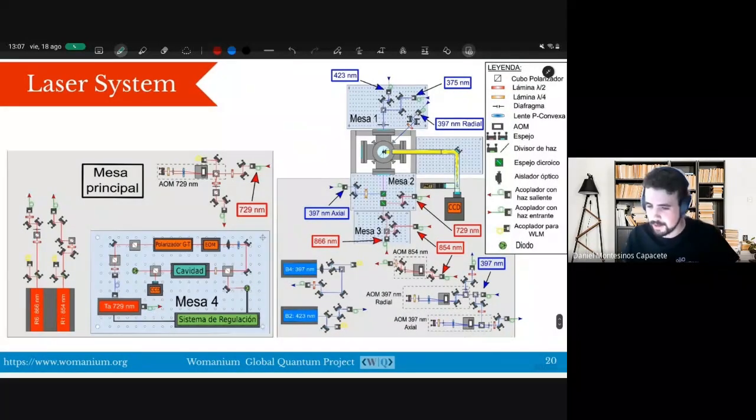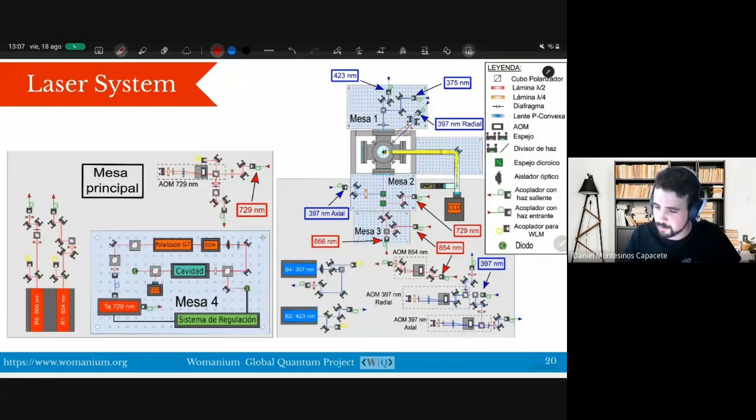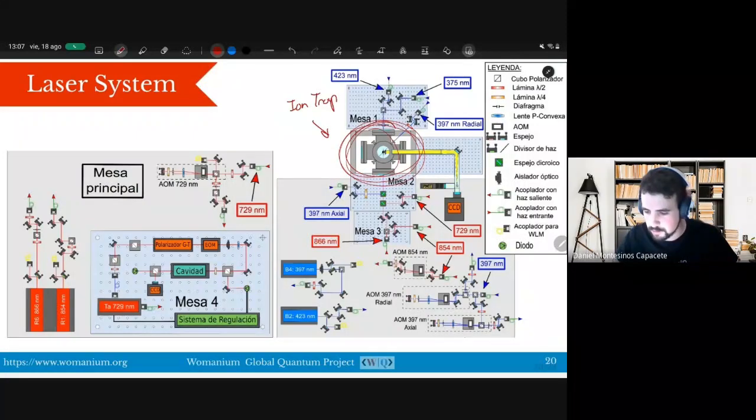But anyway, just a few things, because explaining all this in detail would be impossible. I would need maybe half an hour or an hour to do that. So in here we have the trap, our ion trap. This is the point where the ion is going to be.